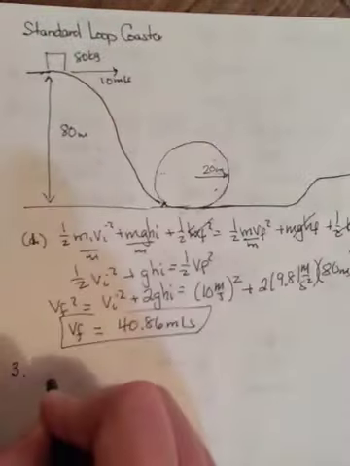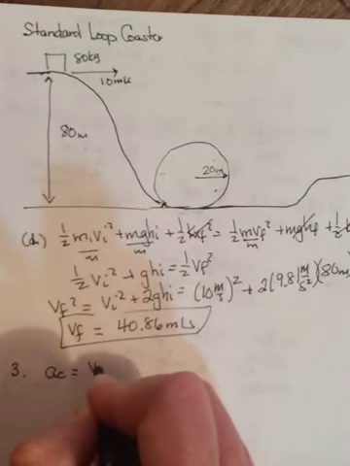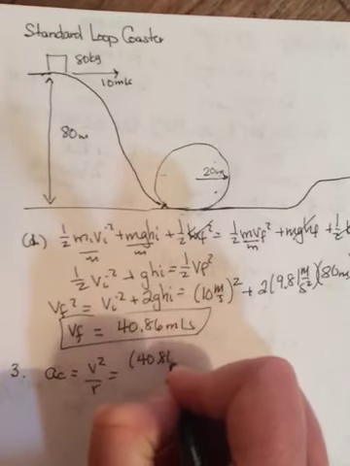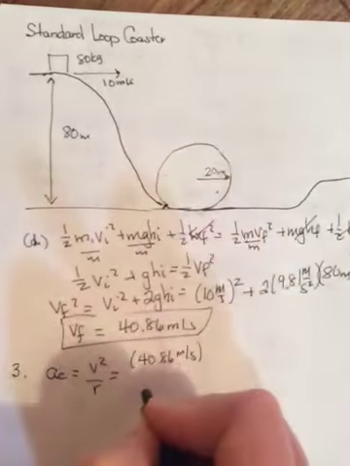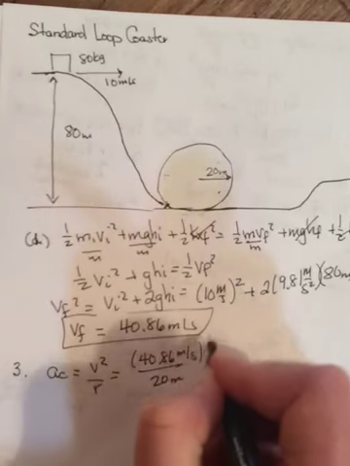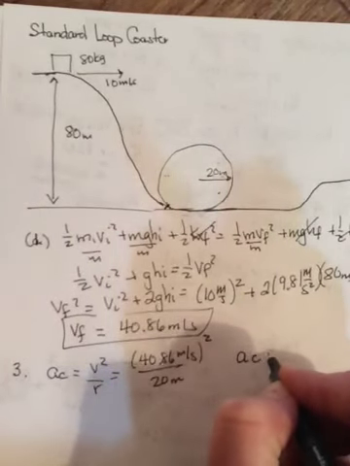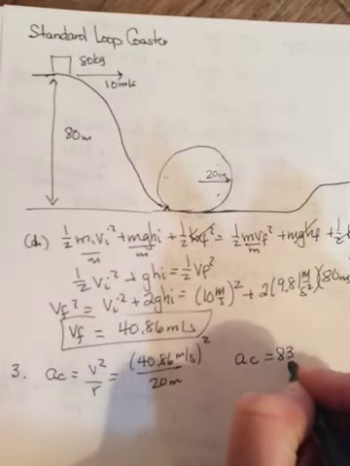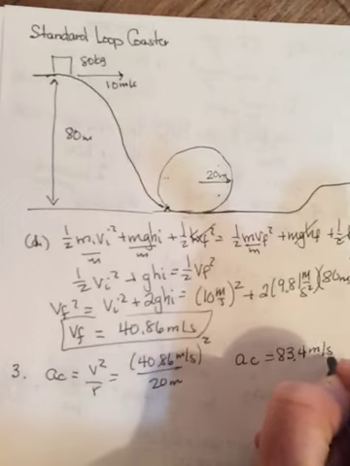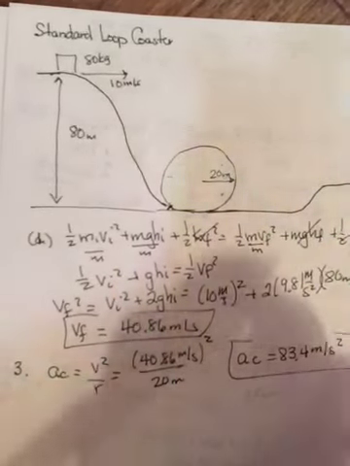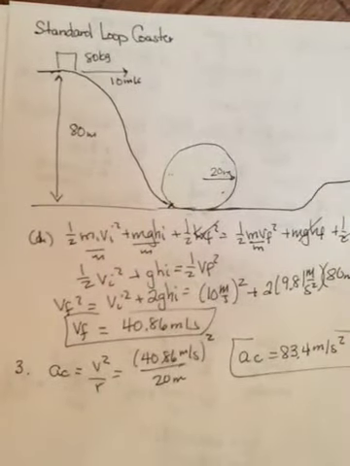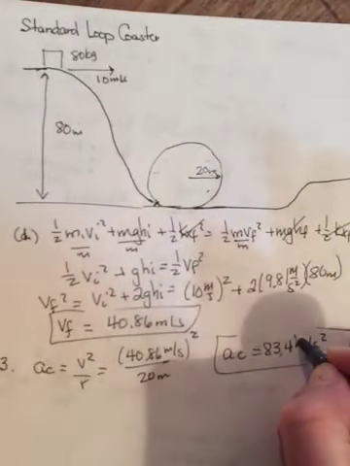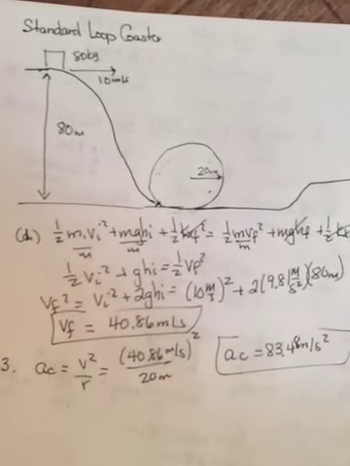So number 3 says, what is the centripetal acceleration applied by the track at the bottom of the loop? So you're looking for a c, and we know a c equals v squared over r. We just found the v, 40.86 meters per second, and r, it told us in the question, is 20 meters. And remember, this is squared. So a c should be equal to 83.48 meters per second squared.